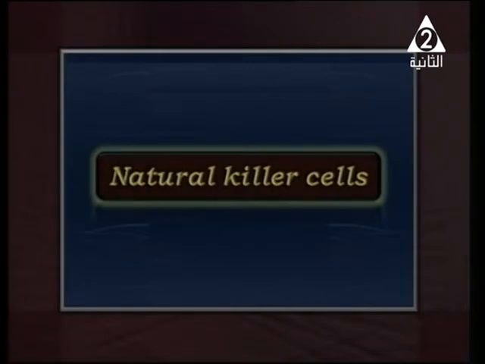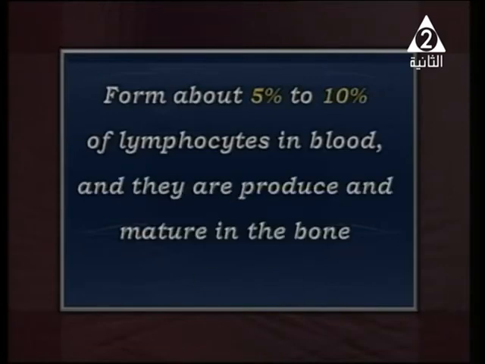Natural killer cells. As we continue from the last episode, we said we have different types of T cells, like the killer one, the suppressor, the helper, and so on. Right now we're going to study the last type of the T cells, called natural killer cells. They are about 5% to 10% of the lymphocytes in the blood, so they are very few inside your body, but they have a great function, and they are produced and mature in the bone marrow.